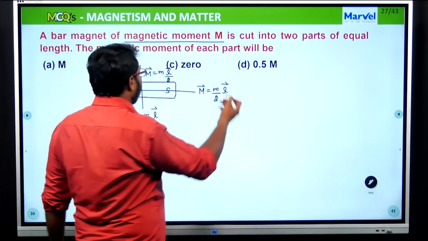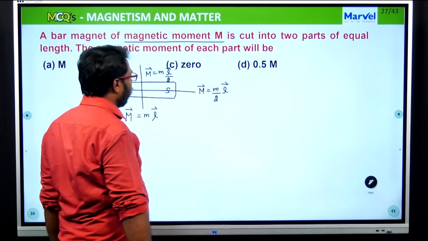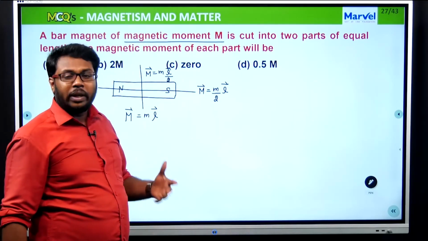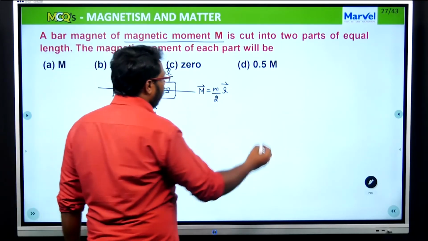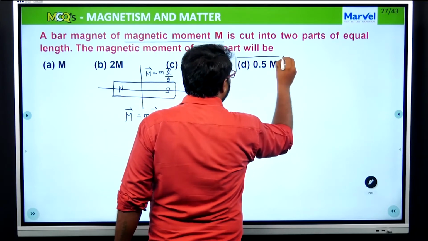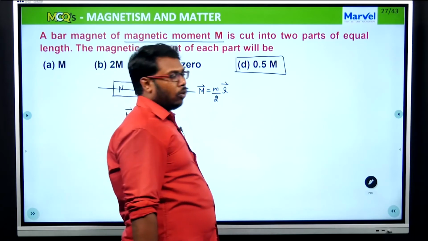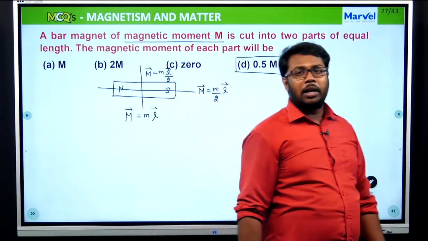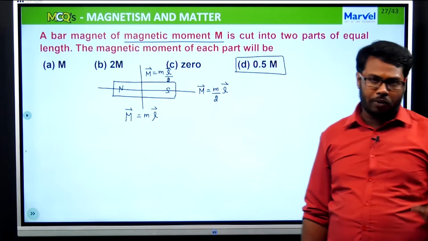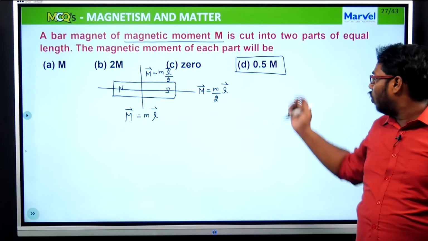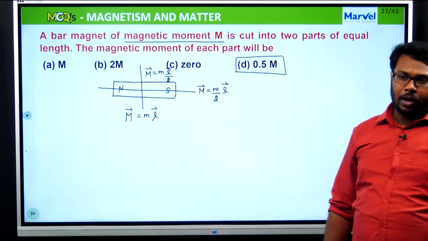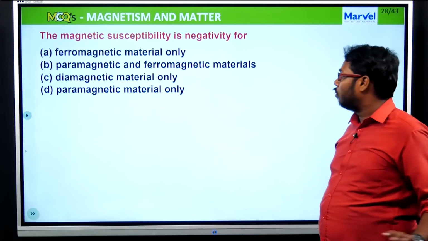Right. So capital M is the existing magnetic moment. So by cutting it into equal lengths, for each part your magnetic moment reduces by half. So that is what we will get. And now we move to the next one.